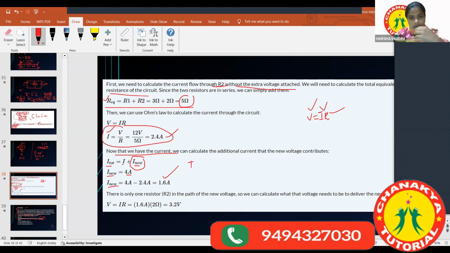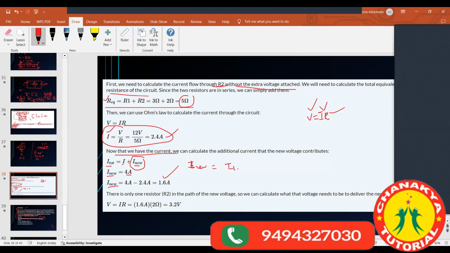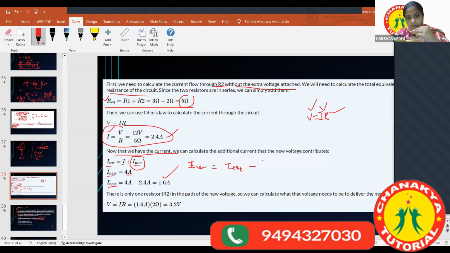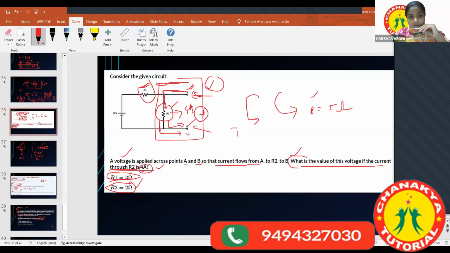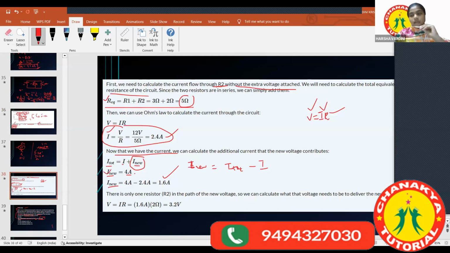So basically one step is missing here. I new is equal to I total minus I. So that is what I'm asking, Hamza. They have clearly given in the question that 4 ampere is the current flowing when you pass an external voltage through the R2. But still we need to find I new. Why is I new required?